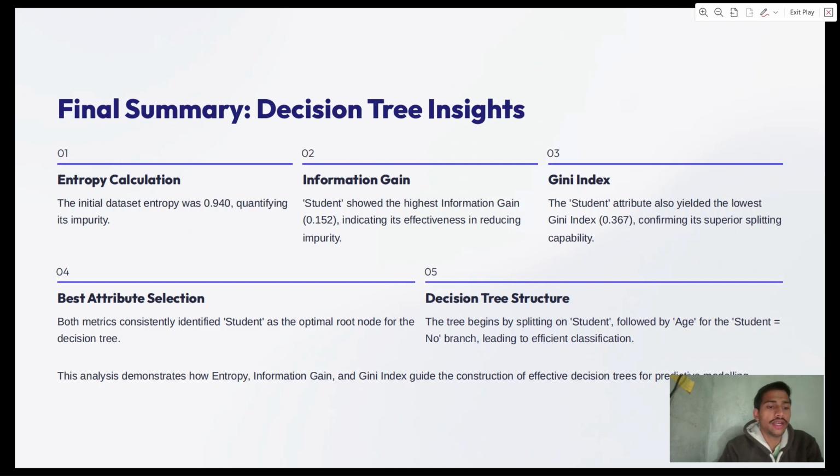Let's see the summary of question 9. To summarize, we started with a high entropy of 0.940. We calculated information gain and Gini index for all features. Both metrics proved that student was the best attribute to start our decision tree.